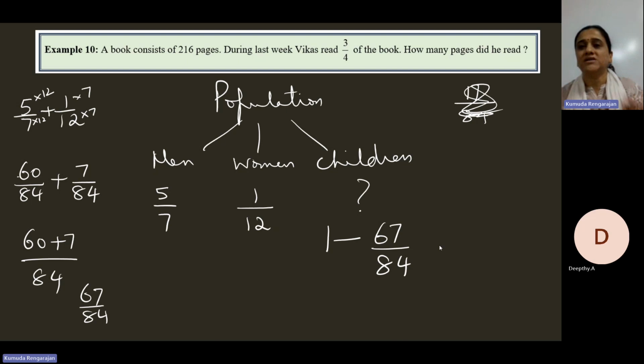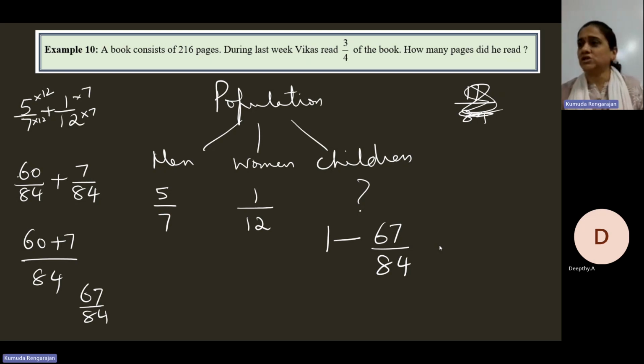When it's a percentage, let's go back to the earlier example. Population, in terms of percentage, is 100%. Men, 45%. Women, 50%. Total of men and women, 45 plus 50, 95%. Then how did you find the percentage of children? The total 100% minus 95%, so 5% children.